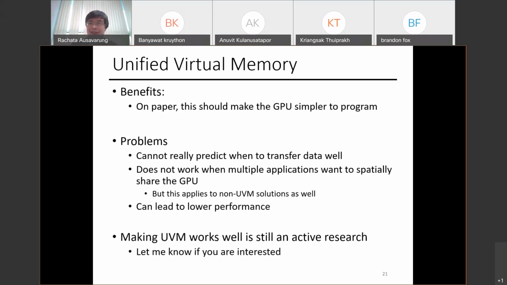And if you're interested in this, let me know. I've been active in this area. I've been publishing a few papers, one in 2018 and one in 19, and right now I'm working with a university in Korea to basically improve the performance of UVM. So if you're interested in this for your senior project or something, let me know. I have multiple smaller tasks that you can try out and learn more about how the GPU driver works or how GPU programming works.